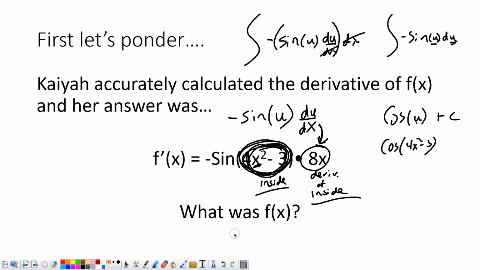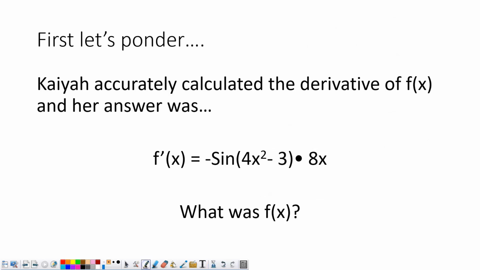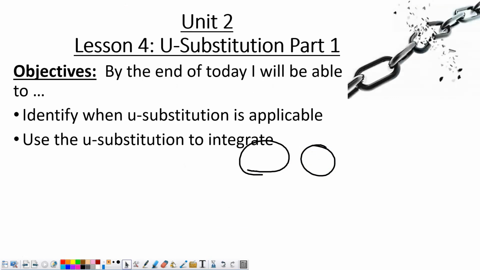So what is U-substitution? U-substitution is a way to make a problem look less complicated. And how do you know when to do it? You do it whenever you have an inside function and its derivative, and you're trying to integrate. Okay. So now you guys might have noticed at the beginning of our slide here, I had a chain that's being snapped. Why did I have that there?